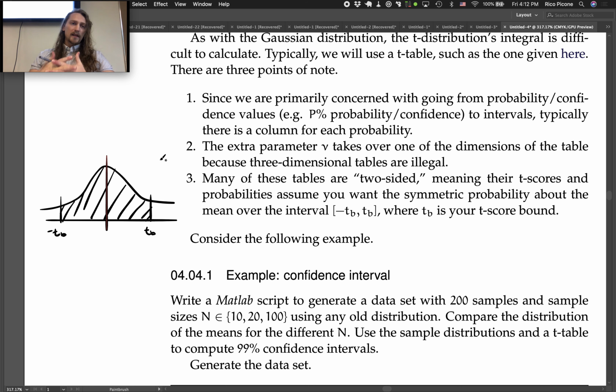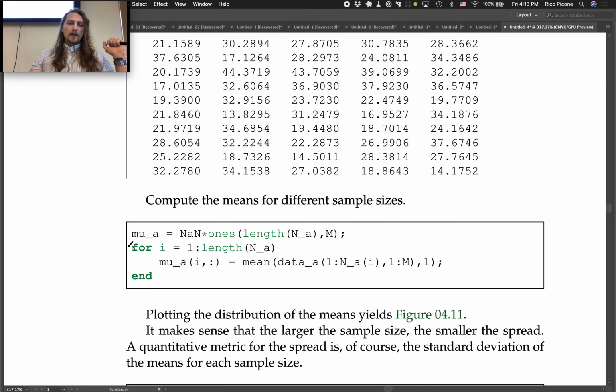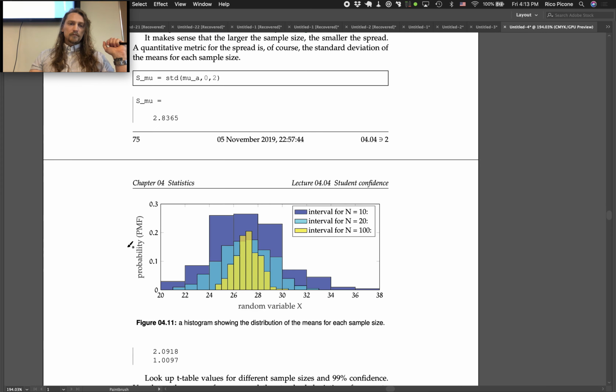So, example, confidence interval. Write a MATLAB script to generate a data set with 200 samples and sample sizes here using any old distribution. Compare the distribution of the means for different n. Use the sample distributions of a t-table to compute 99% confidence intervals. Generate the data set. So we're going to go through this here. Sorry, I just wanted to peek ahead.